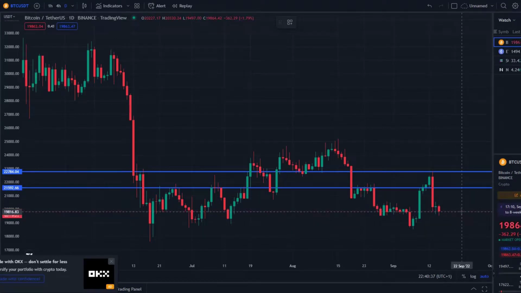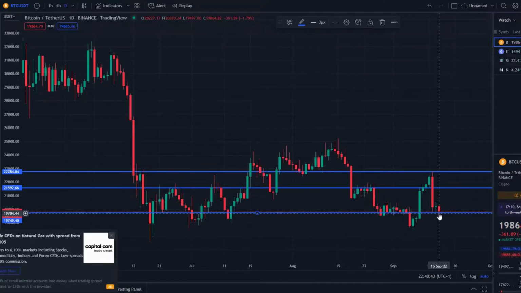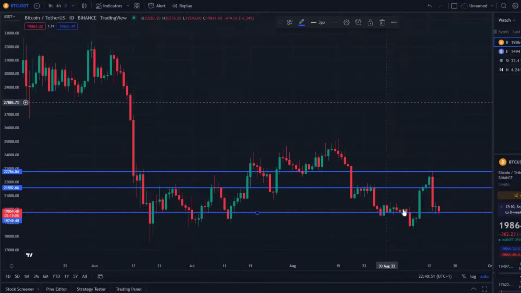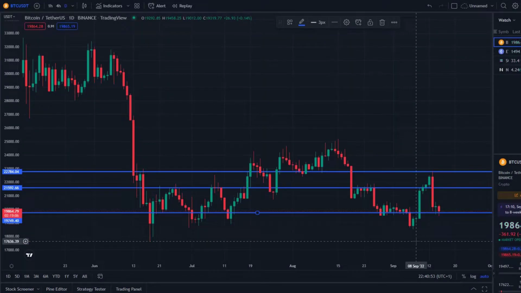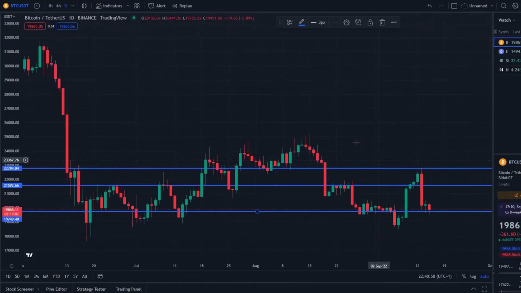If I put in a little mark there, you can see this is our support level at the moment, 19704. Hopefully we don't break that level, but if we do, then we're looking at the lower areas around 17 or so. So that's how we read support and resistance.